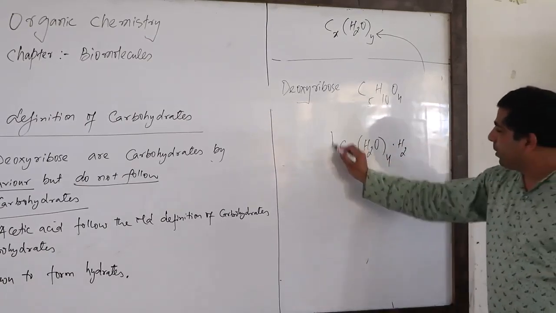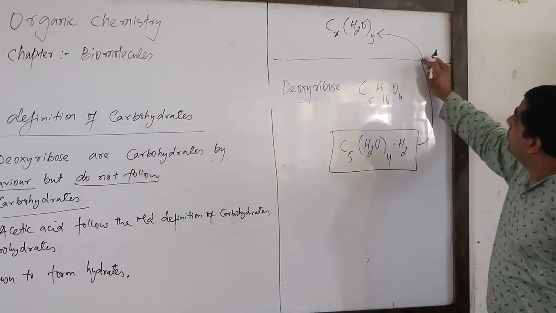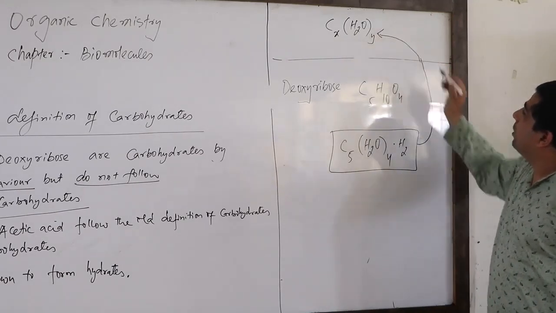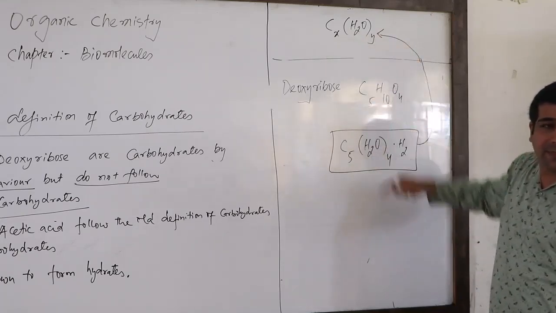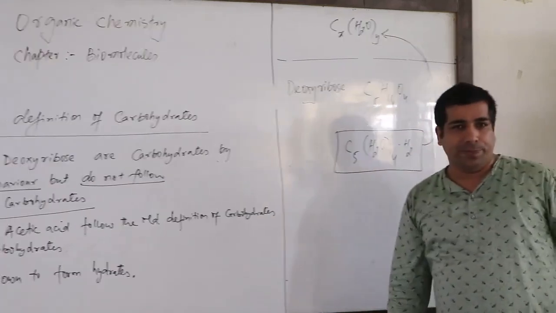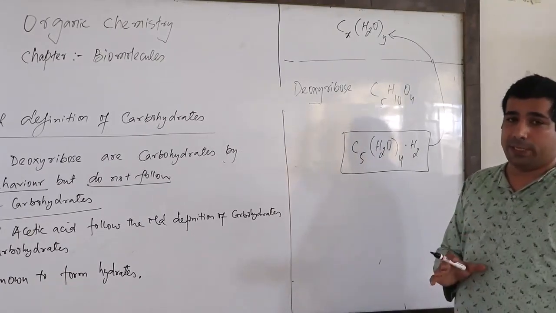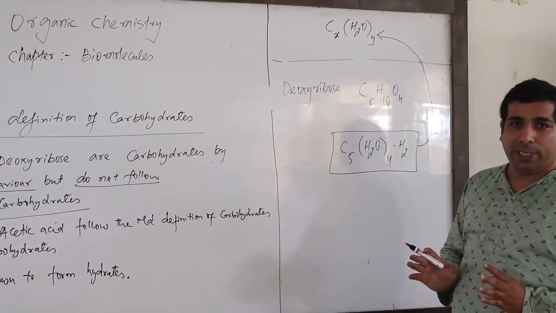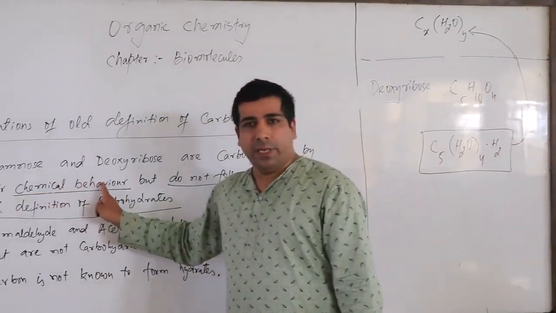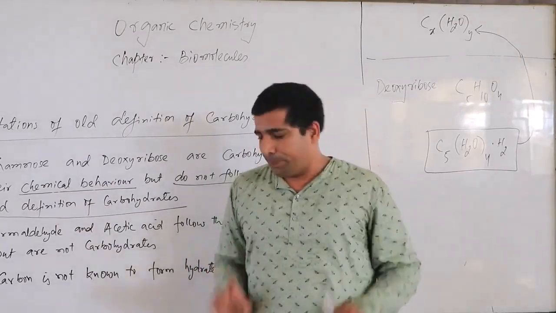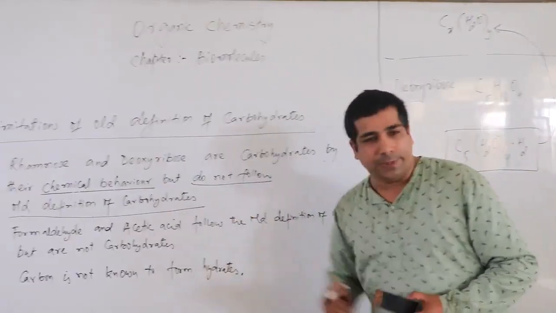Now if we look at this pattern and the general formula as per the old definition, you will find it does not fit into this formula. That means, according to the old definition, deoxyribose is not a carbohydrate. But when we talk of the modern definition, it is a carbohydrate because of its chemical behavior, which is similar to that of carbohydrates. I hope you have understood the first limitation. Let's go on to the second one.